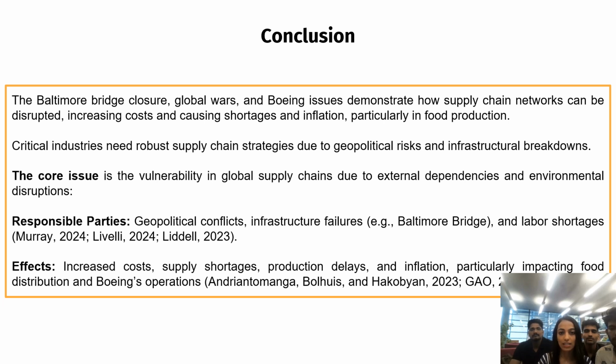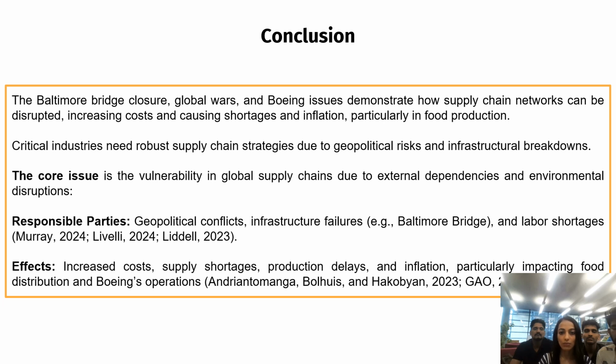External dependencies and environmental disruptions such as geopolitical conflicts and infrastructure failures significantly impact critical industries, highlighting the need for resilient supply chain strategies. The core issue of vulnerability in global supply chains arises due to external dependencies and environmental disruptions. These vulnerabilities are significantly exacerbated by geopolitical conflicts, such as those in war zones, infrastructure failures like the Baltimore Francis Scott Key Bridge collapse, and widespread labor shortages.